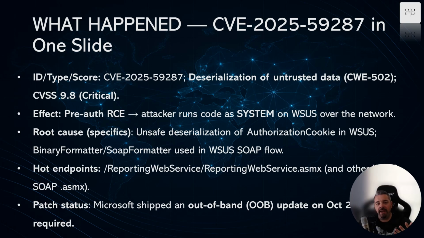How the exploit behaves in the wild. Basically, attackers send crafted requests that carry a malicious serialized object. So the WSUS process deserializes it and runs it, resulting in process chains that we have seen: w3wp.exe or the WSUS service going into cmd.exe, going into powershell.exe. This parent-child chain is a red flag you want to hunt for.